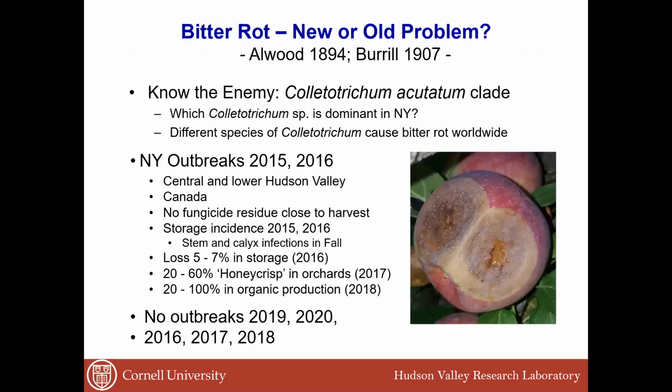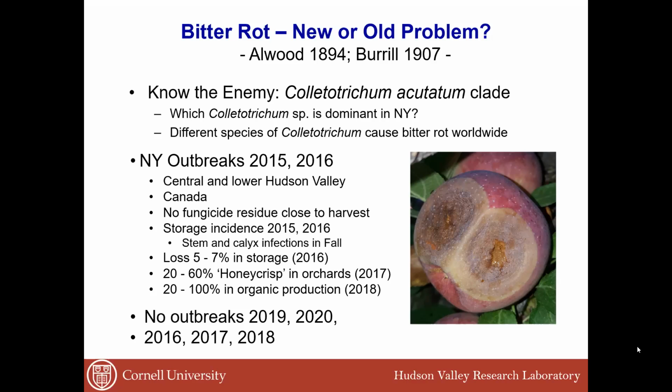So this has not really been a new problem. It has been known in the region from the late 1800s into the early 1900s, when the first written records talk about Colletotrichum species, or actually bitter rot, as a disease. However, we didn't know which species is dominant in New York, and we didn't know which of the species that are known in literature cause bitter rot in New York.